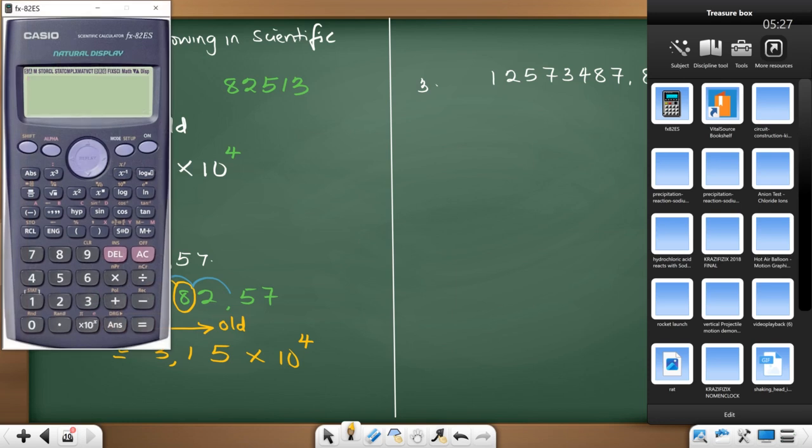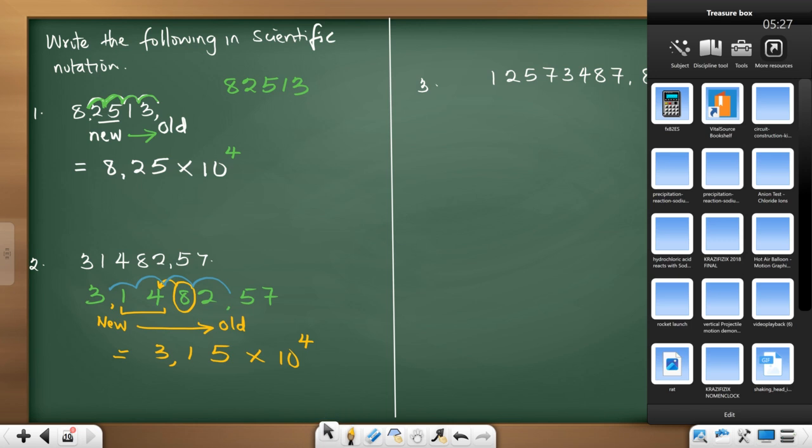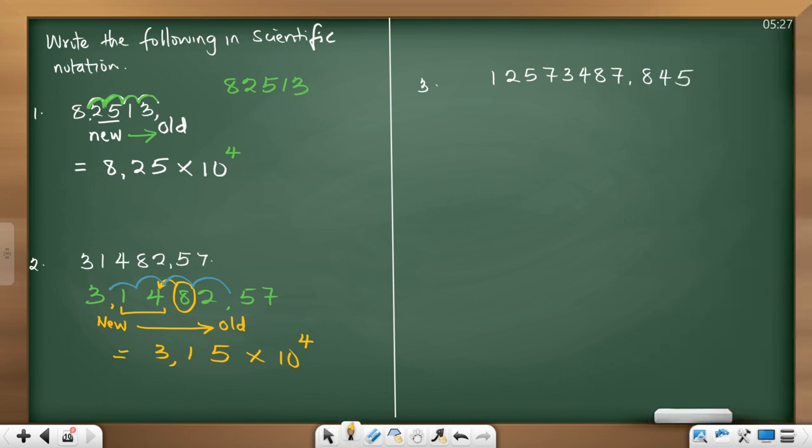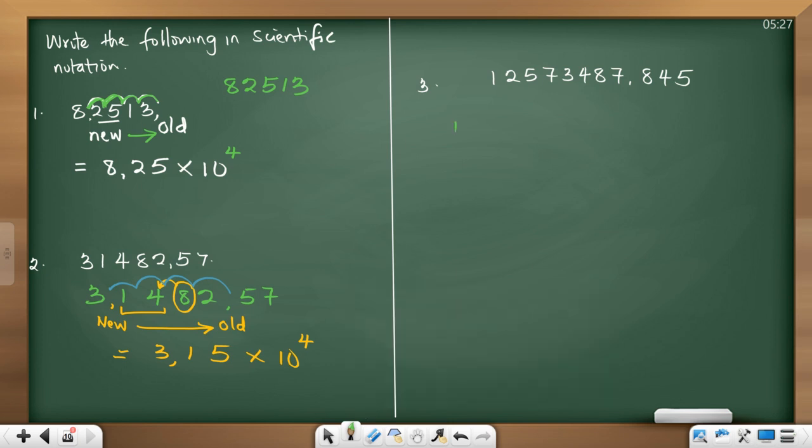Let's check again with a calculator. I want to show you how smart you are. 31482,57. All right. See what the calculator is going to give us. Look at that: 3,15 times 10 to the power 4. Look at how smart you are becoming. So I'm sure now you can even pause the video to make sure you do the last one and then mark with me. Okay, I know you have an answer now.